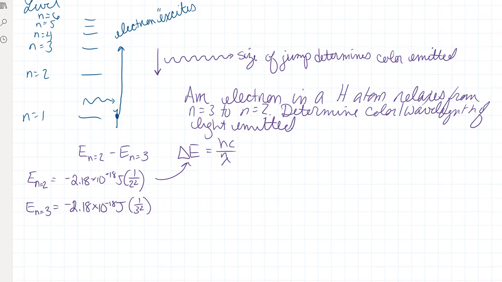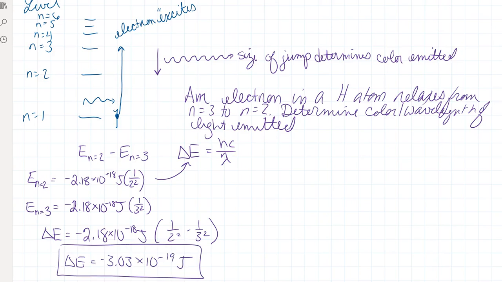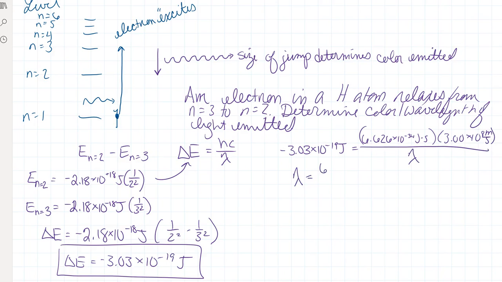When I plug this in, I can rearrange this and say that delta E is going to be equal to negative 2.18 times 10 to the negative 18th joules times 1 over 2 squared minus 1 over 3 squared. And when I plug this value in, I see that my delta E value ends up being negative 3.03 times 10 to the negative 19th joules. So now I can plug this into my earlier equation. I know that negative 3.03 times 10 to the negative 19th joules equals hc over lambda, so 6.626 times 10 to the negative 34th joule seconds times the speed of light, divided by lambda, which is what I'm solving for. After doing a little bit of algebra and rearranging, I end up with this expression.